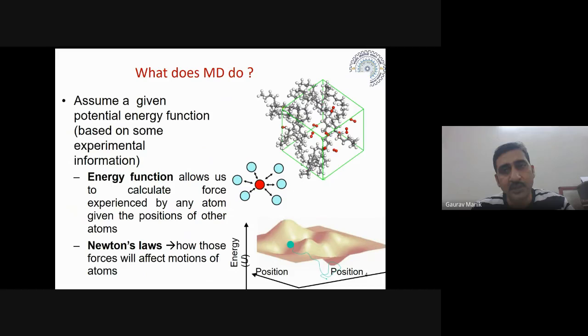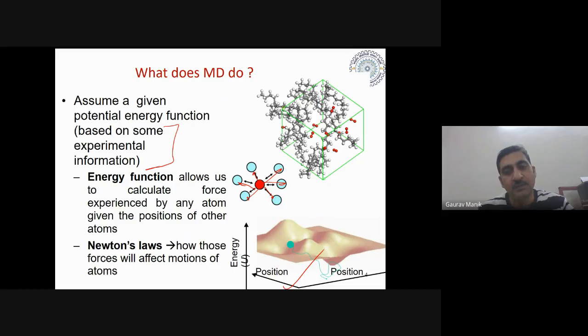One thing you could do is assume a potential energy function, but that will have to be based on some experimental information that you have. Once you have that potential energy function, it helps you calculate the forces which an atom experiences from the several atoms surrounding it. Given the positions of the blue atoms around the red atom, and an understanding of the potential energy function as a function of distance, you will be able to start moving these atoms based on the forces they experience.